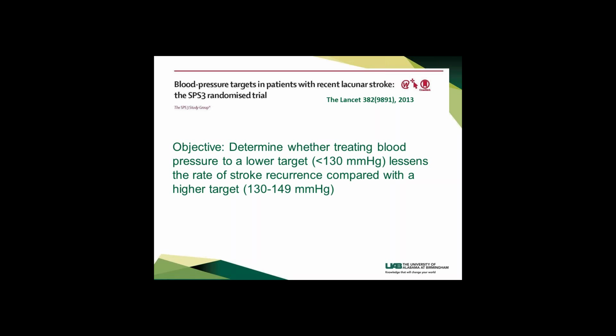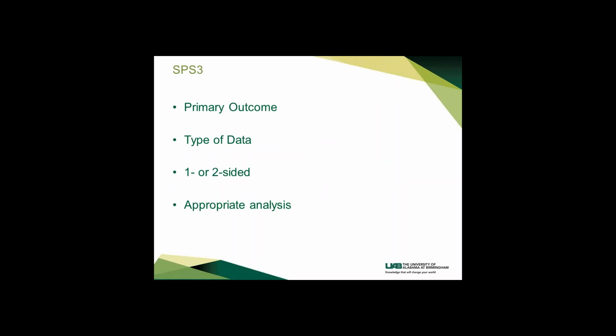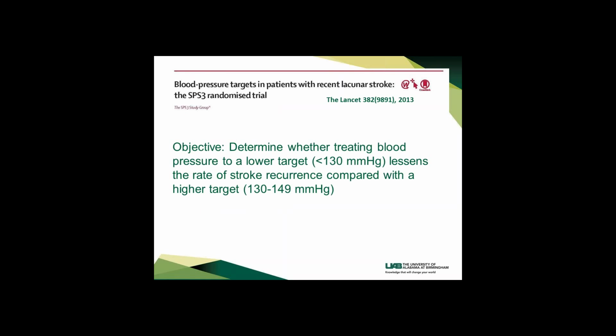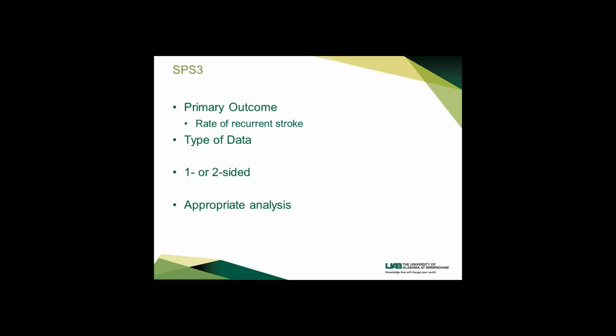Okay? So, as I said, I've been involved in this study quite closely. So I'm going to talk about it. I'm going to try not to talk too much about it so we have time for the DSMB part. But let's go through, based on just the objective from the paper, what would you say the primary outcome was? You remember? Stroke recurrence, right. So the rate of stroke recurrence.